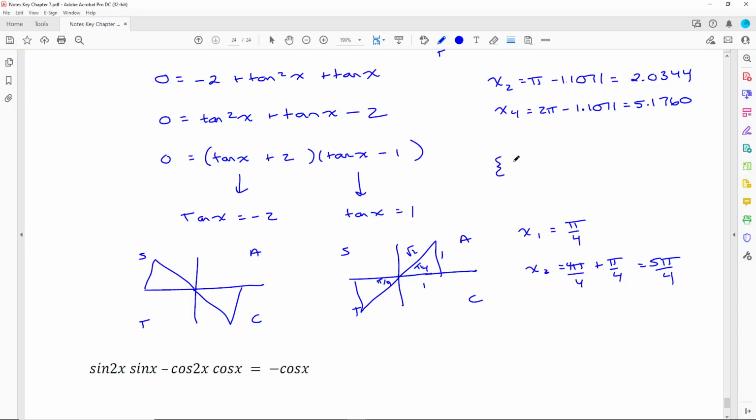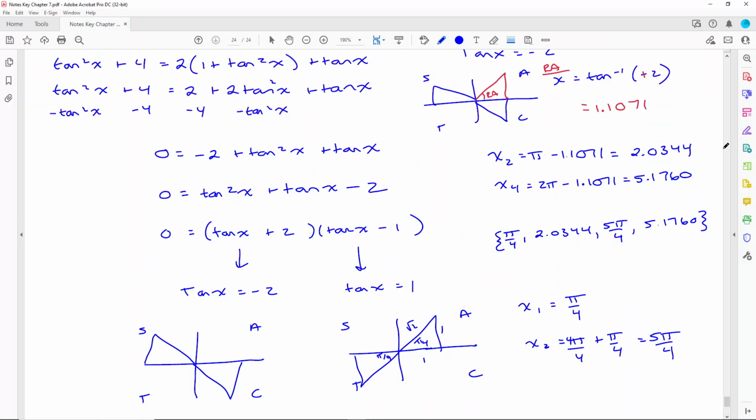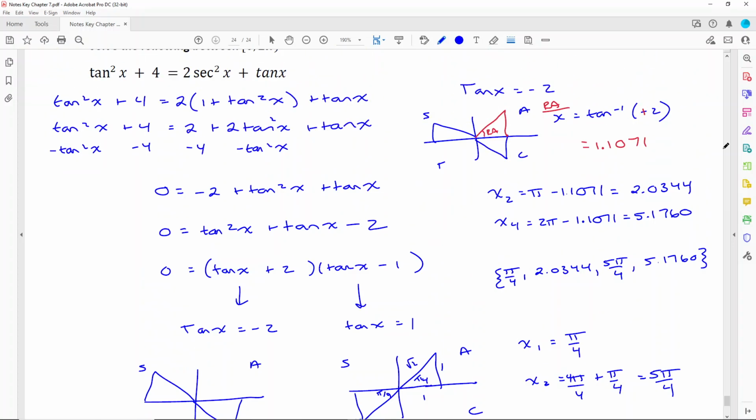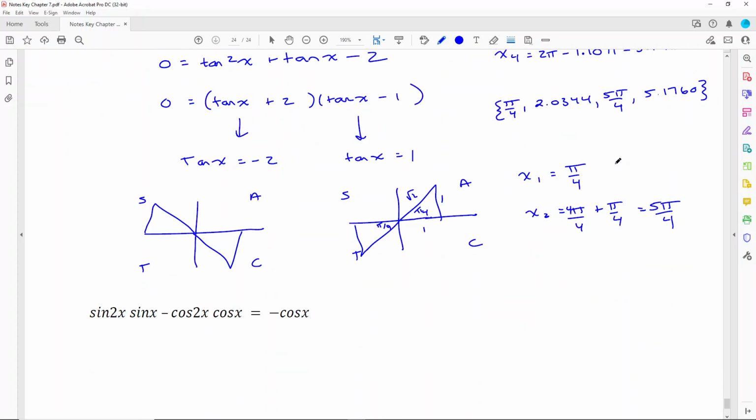Overall, my solutions are, can I write those in? Actually, I could. The first answer would be pi by 4, so I was trying to figure out if I could do it in numerical order. The next answer would be 2.0344. The next answer would be 5 pi by 4. And then lastly, in the fourth quadrant, it would be 5.1760. All right, so all 4 of those answers would make this equation true. And again, plug them in and check, right? Make sure you get it.